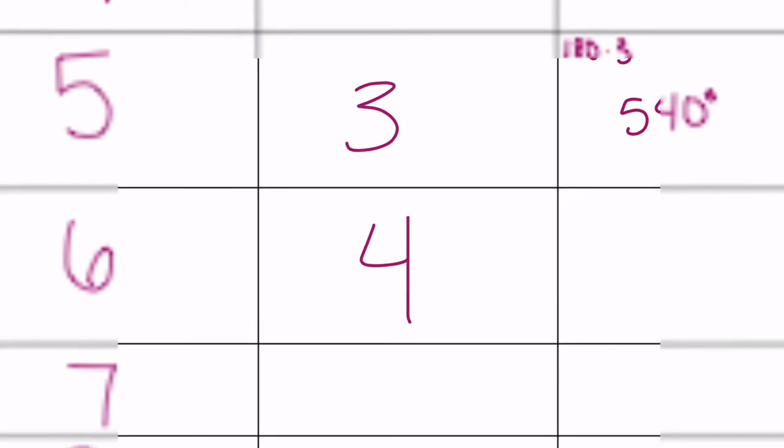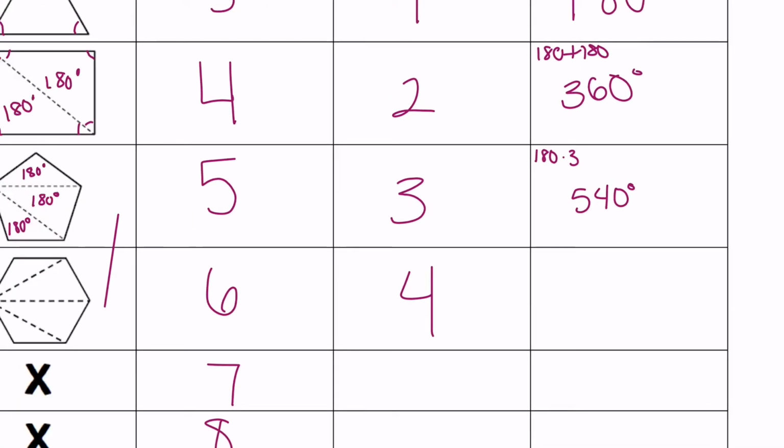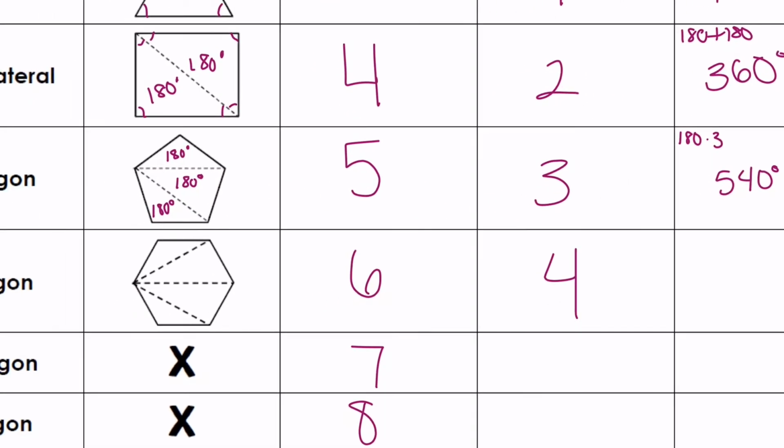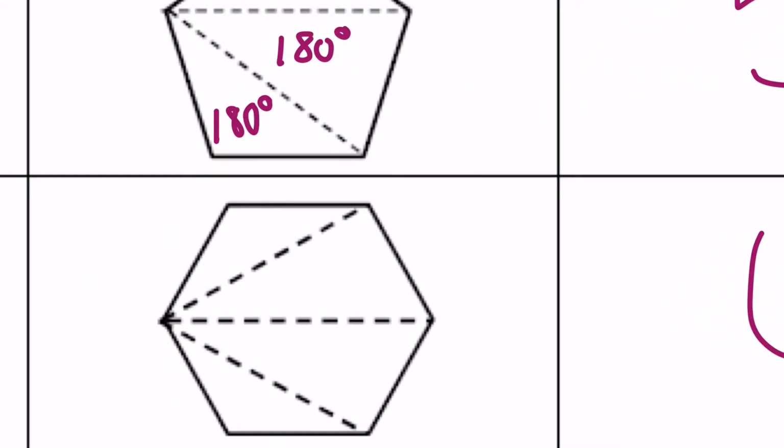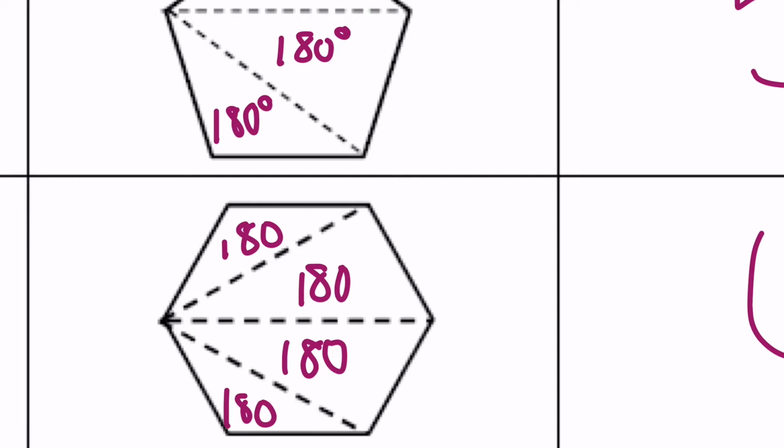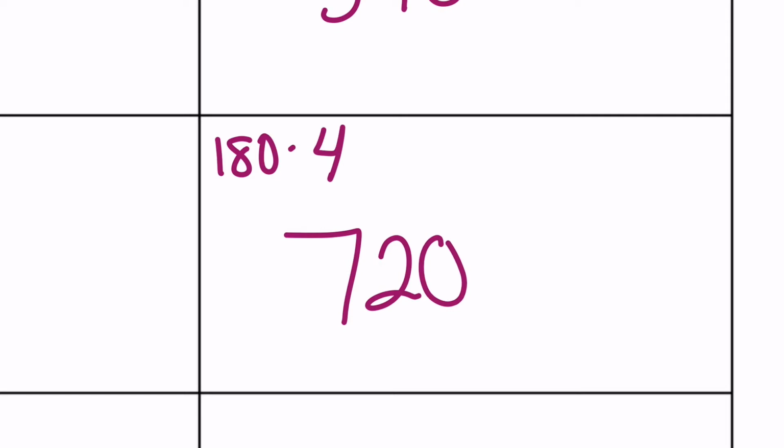Then I look at a hexagon. You could probably maybe start to see a pattern here. Again, I have 4 triangles that I can split this into, each with an angle sum of 180. So to find the interior angle sum of a hexagon, I do 180 times 4, which gives me 720 degrees.